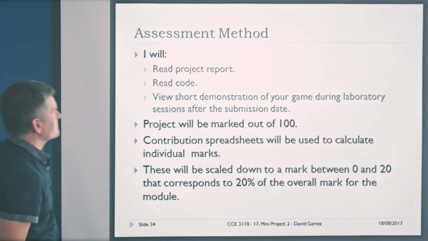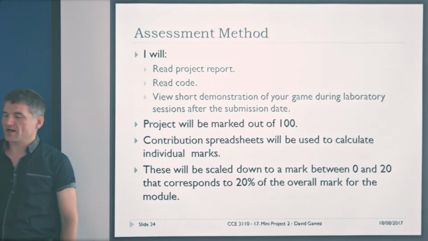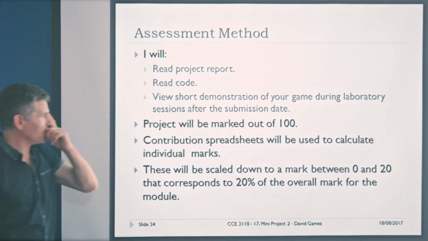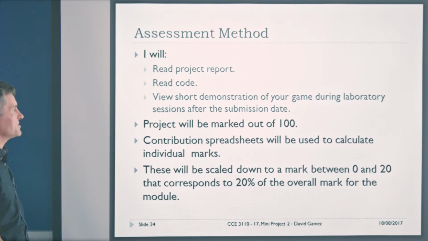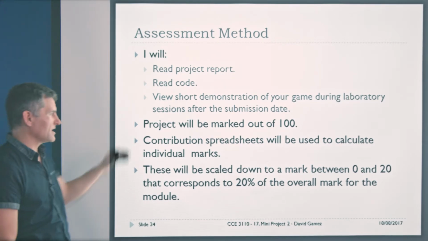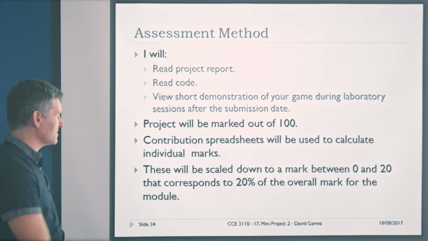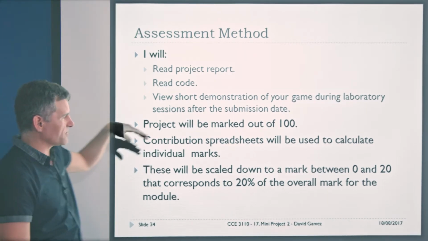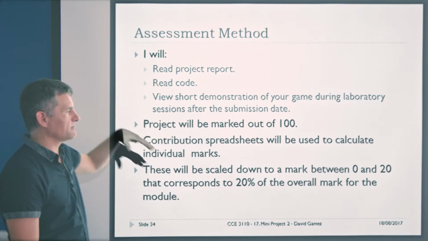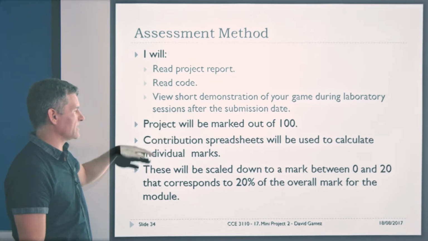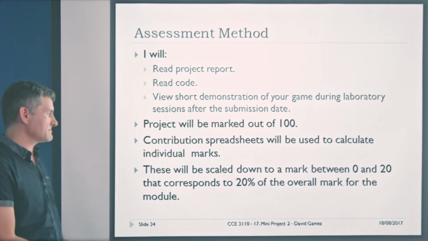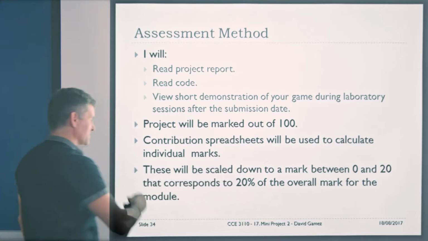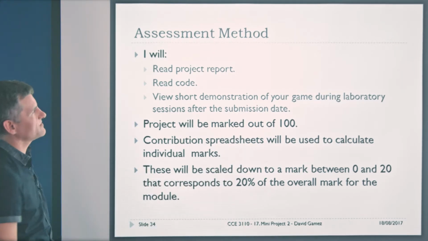Right, so assessment. To assess your mini project 2s, I will read the project report, I will read the code carefully, and I will view a short demonstration of your game during laboratory sessions after the submission date. As I said, I'm going to mark it out of 100, the project as a whole, 75-25 for the 2 submissions, and for each of the submissions I will use the contribution spreadsheets to calculate individual marks from the group marks, as I've explained. And your final individual mark will be scaled down to a mark between 0 and 20 that corresponds to 20% of the overall mark for the module.